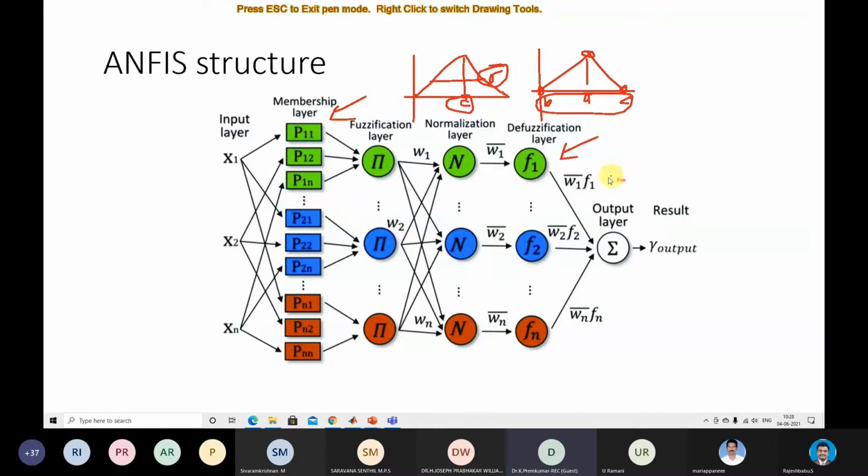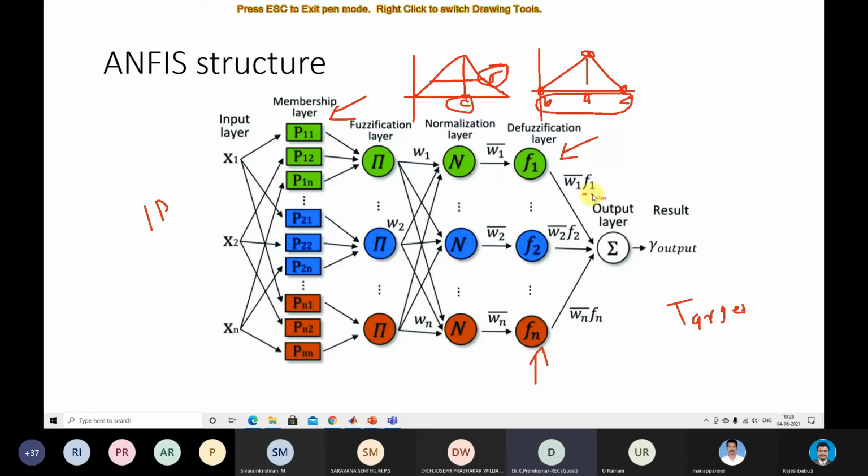So here also the structure needs input data as well as target data. Okay, so you need to generate input and target data according to your application. Based upon that input and target data, you have to tune the parameters of this membership function layer. Okay, and then you consider the defuzzification layer, right?